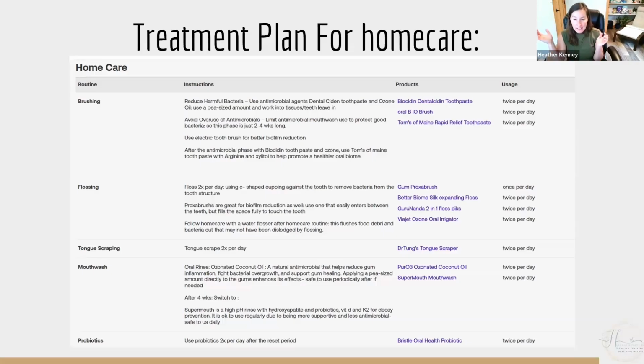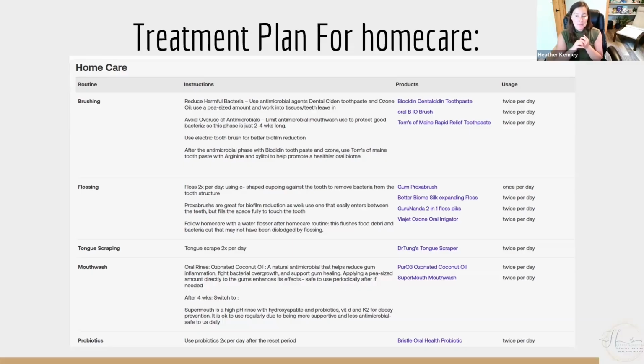I do love biocidin. I'm getting wonderful results with biocidin and ozone. So it is probably my first go-to for treatment. If I don't get good results with the combination of biocidin and ozone, then I'll try some other products. Of course, his were more biofilm based, and that's why I chose that. There are certain bacteria that I might choose something else for.